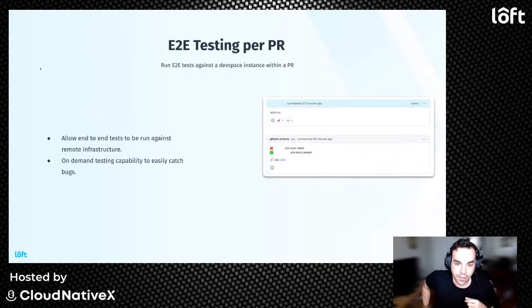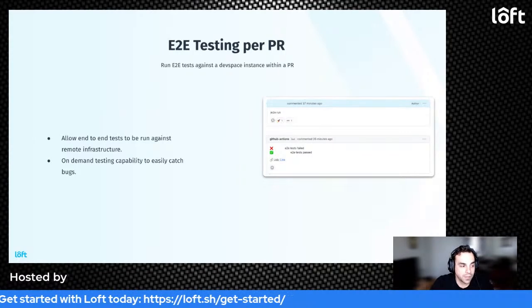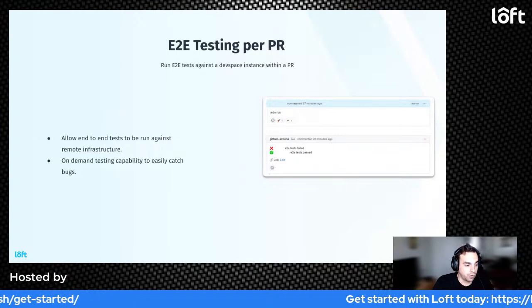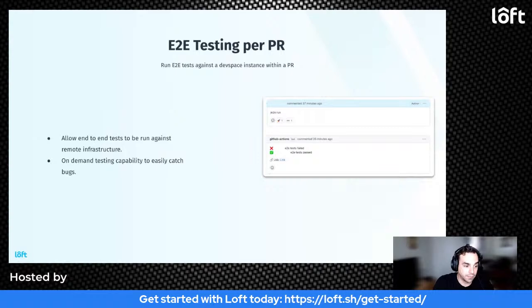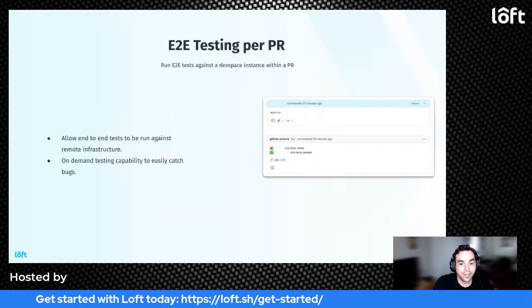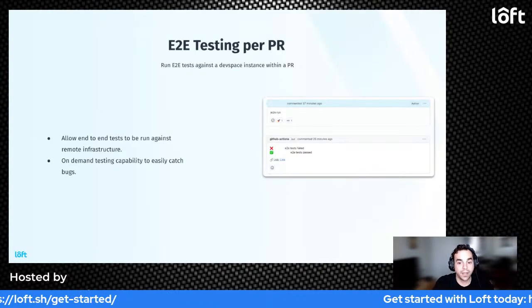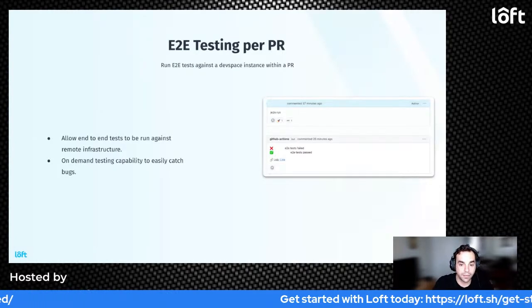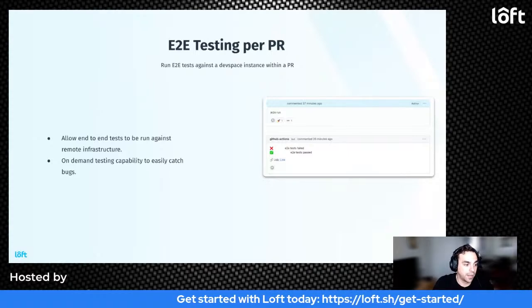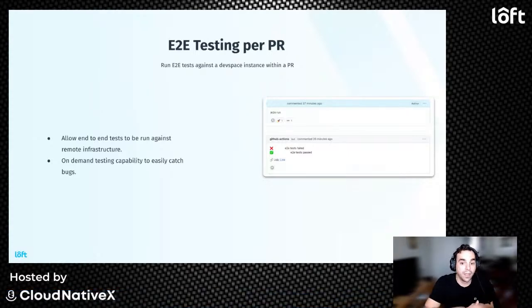And then finally, the iteration of end-to-end testing per PR. This was essentially the additional functionality of, hey, can we create a DevSpace environment and then run our end-to-end test suite against it? So basically, if a developer wants to run an end-to-end test suite against the DevSpace environment, they would again just create a command, /end-to-end run, and the DevSpace command would be generated, and then the tests would run against it.